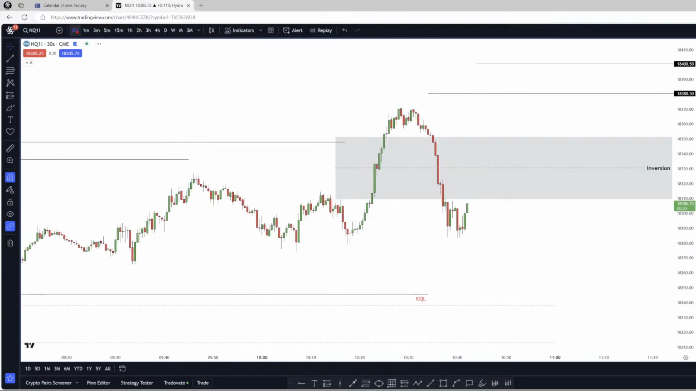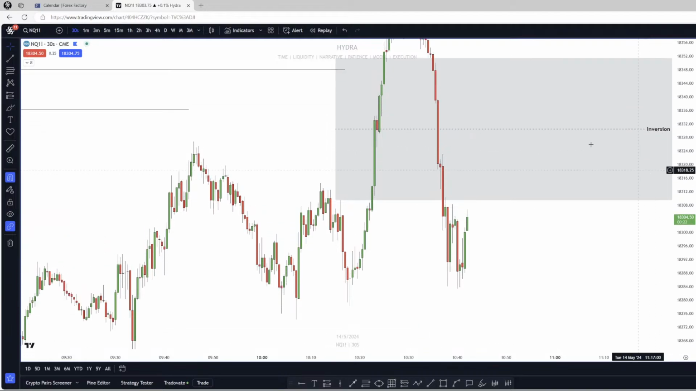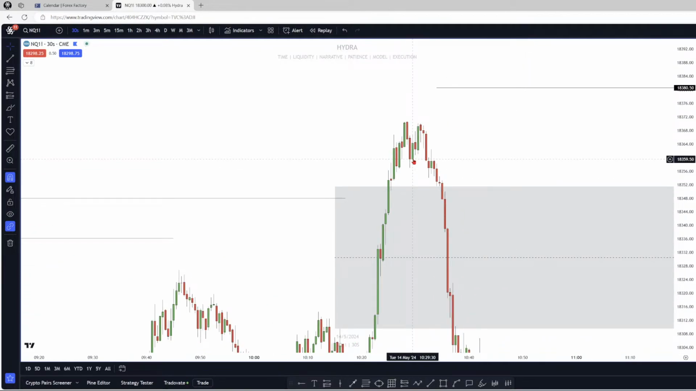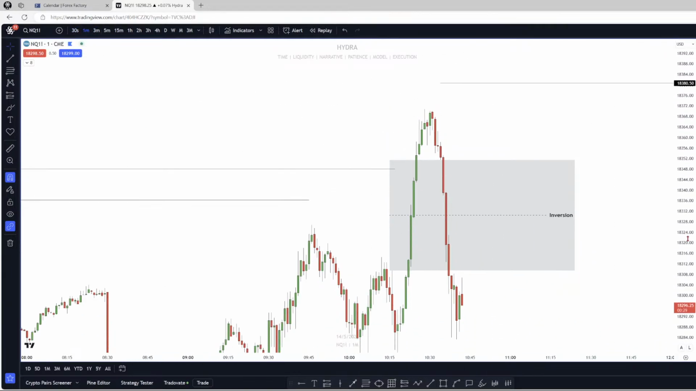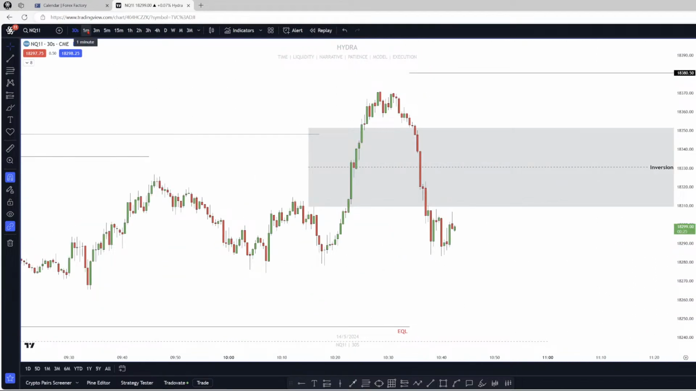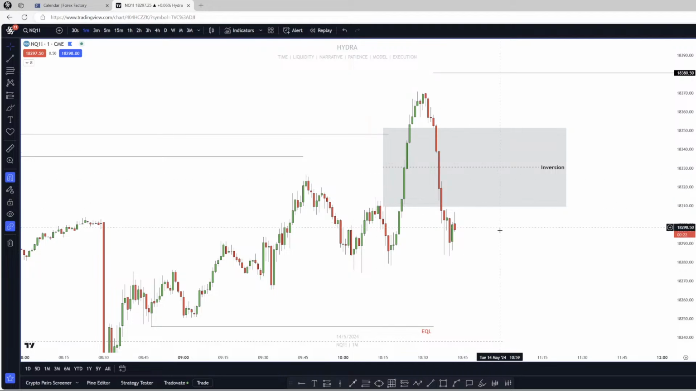Looks like the entry was on the 30-second chart, on this mitigation block. I think they came with an SMT as well. Go and look at the 30-second chart, and there was an SMT with ES. ES made a higher high. So SMT, mitigation block, fair value gap, entry. Very nice, right? But we don't have any structure at all on the 1-minute chart.